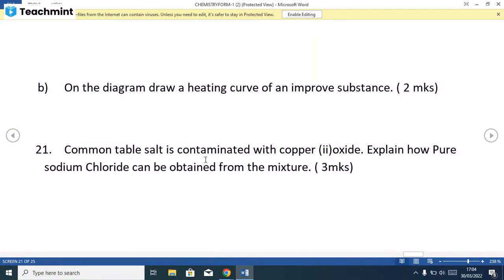21. Common table salt is contaminated with copper 2 oxide. Explain how pure sodium chloride can be obtained from the mixture.